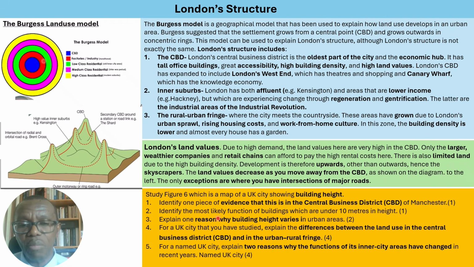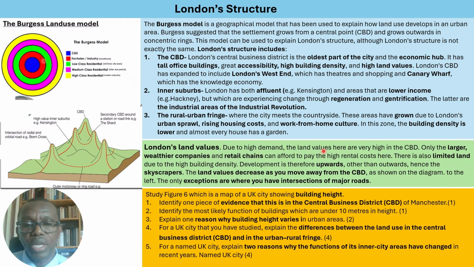Then identify the most likely function of buildings which are under 10 meters in height. Now, if a building is under 10 meters in height, then it's likely to be a two-story building, so the land use there would be residential. Now we have not mentioned the land uses here because we can talk about commercial or retail land use, we can talk about industrial land use, and then we also have residential land use. So those are the land uses that we could be talking about in an exam situation.